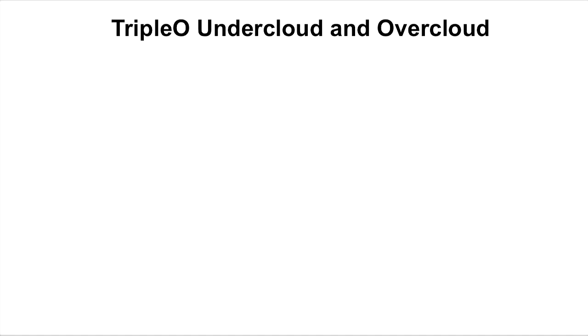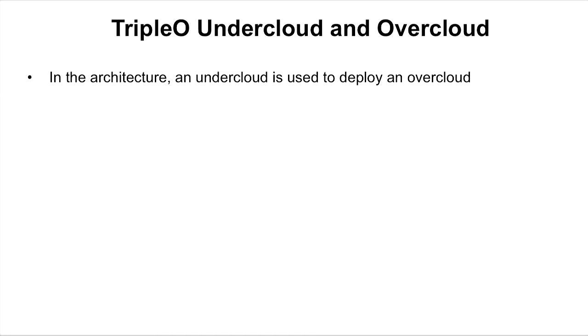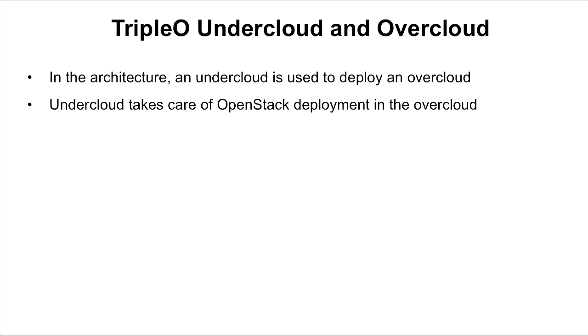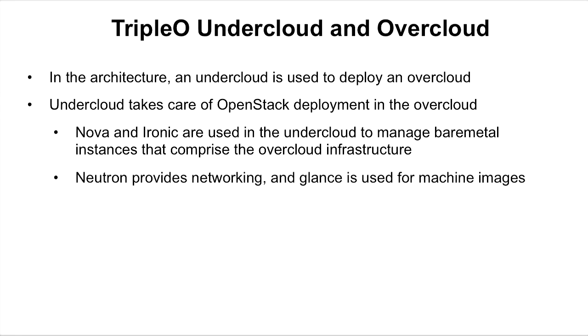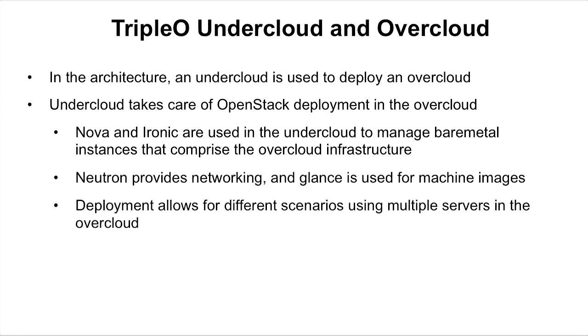In TripleO, there's a concept of an undercloud and an overcloud. The undercloud in the architecture is used to deploy the overcloud. So overcloud is the result. That's going to be your production cloud. Nova and Ironic are used in the undercloud to manage bare metal instances that comprise the overcloud infrastructure. And Neutron provides networking, and Glance is used for the machine images.